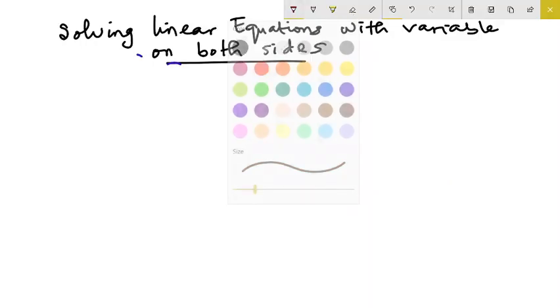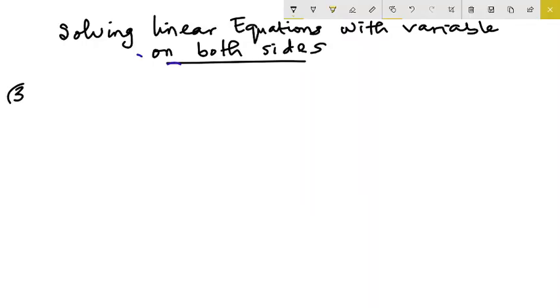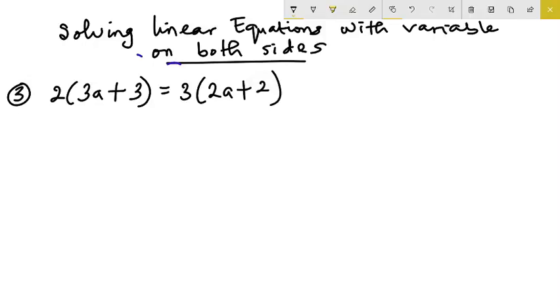So for example 3, let's say we have 2(3a + 3) = 3(2a + 2). In this example, again, we want to solve it to find the value of a. The first thing we have to do is distribute, okay? So you distribute both sides.